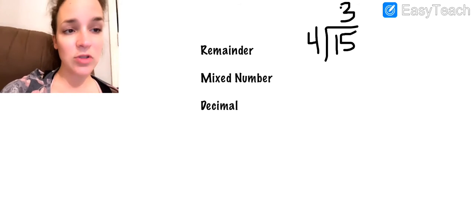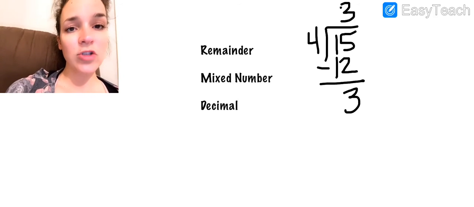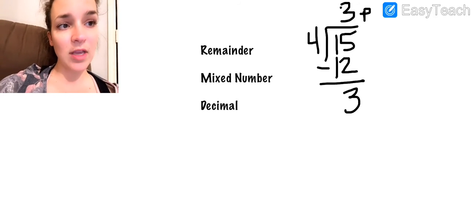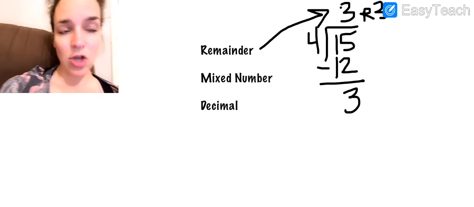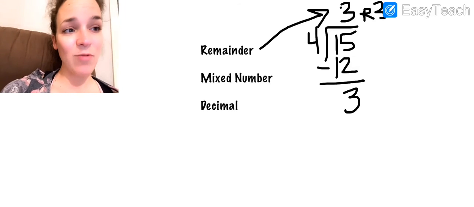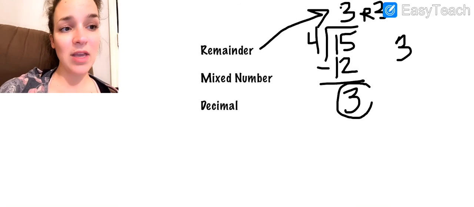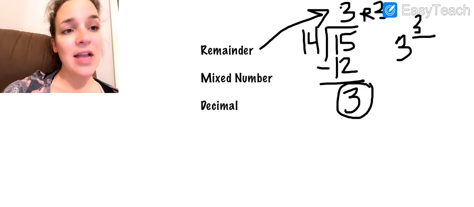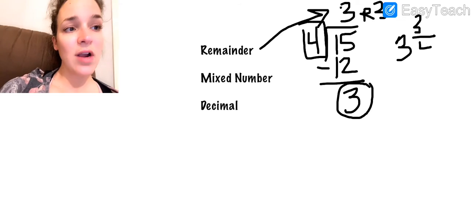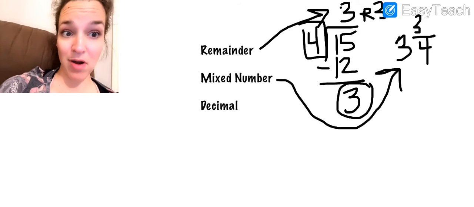Okay, so 4 goes into 15 3 times. 3 times 4 is 12. 15 minus 12 is 3. So there's the first answer option where we just put the remainder as remainder 3. That's how we write our answer as a remainder. We could take that same answer, my answer was 3, but then we could take this remainder and make it the numerator of the remaining fraction, using that divisor, the 4, as the denominator. That is how we write the answer as a mixed number.